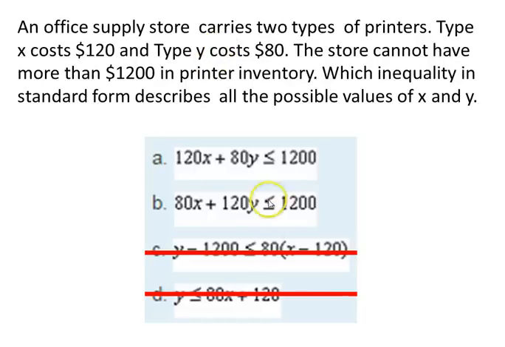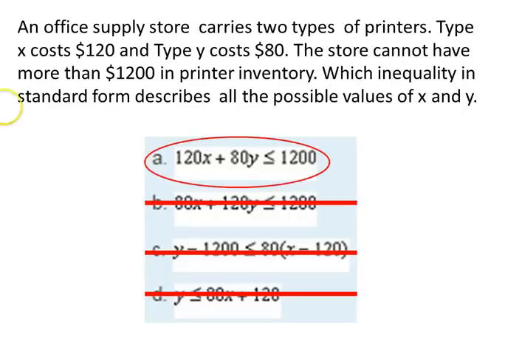If we look at these two, we'll notice that those values are switched around. We're either multiplying 120 times X or we're multiplying 80 times X, and vice versa with the Y values. So if type X is $120, we're going to do 120 times X and then 80 times Y. And notice this value here, whatever the total amount we're spending, has to be less than or equal to $1,200 because we can't spend any more than that. So based on that, A is the answer. B is not the answer because we're not multiplying the appropriate values, and A will be our answer for this problem.